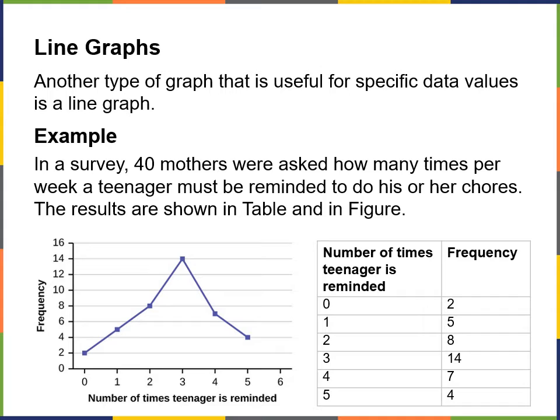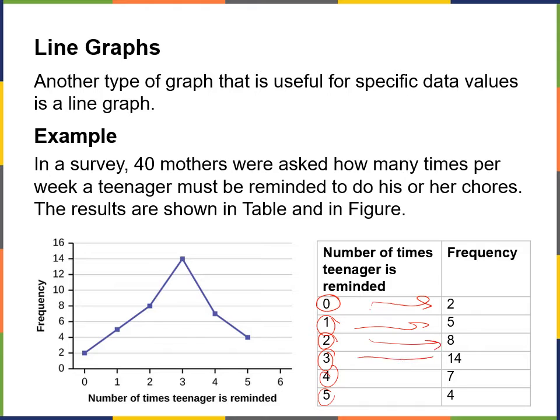We could also do something called a line graph. A line graph is much easier to do from a frequency table. If we have a frequency table already created, we have our different classes here, whether it's a single value or a class of values, same general idea. We could say, all right, if this represents the number of times a teenager has to be reminded to do his or her chores, 0, 1, 2, 3, 4, 5, and how many times that happened in each case.